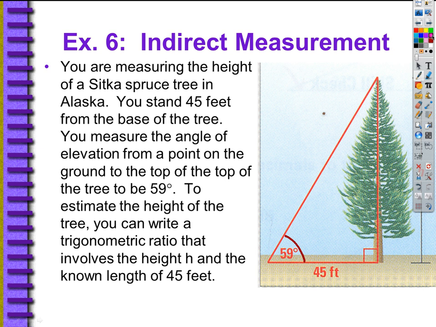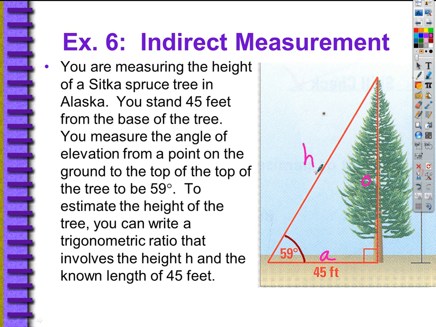Okay, so the 45 feet would be adjacent, so we'll call that A. Okay, what else? Okay, so the height is going to be opposite, good. And then this is hypotenuse, but we don't want the ratio with hypotenuse, do we? Because the hypotenuse is not the measurement that we're trying to estimate. We don't really care about that distance, and we can't measure it, right? We've measured the horizontal distance, and we want to find the vertical distance.